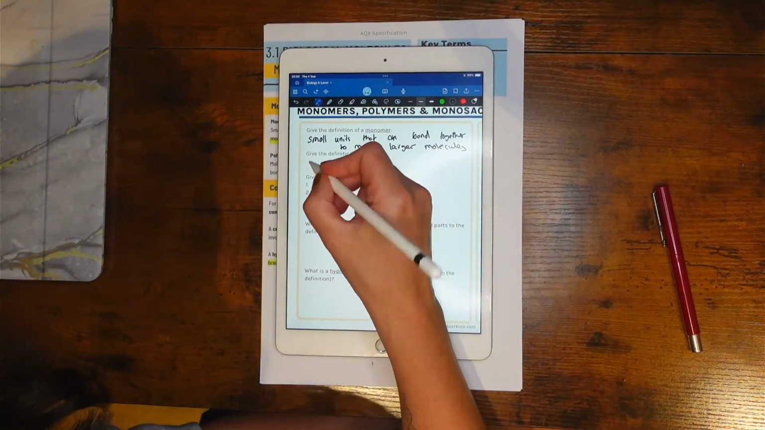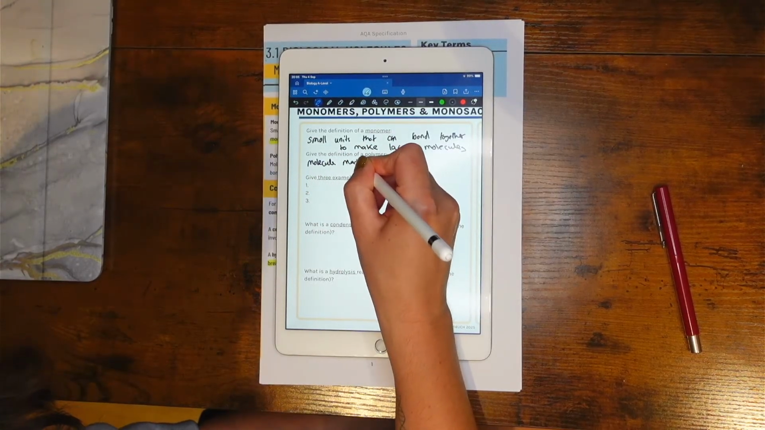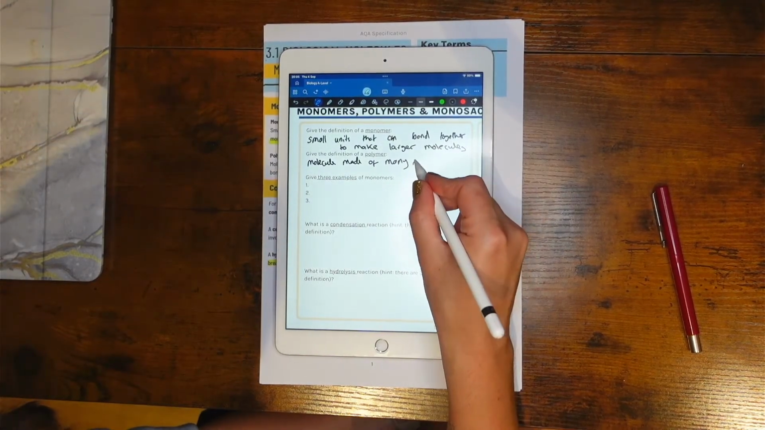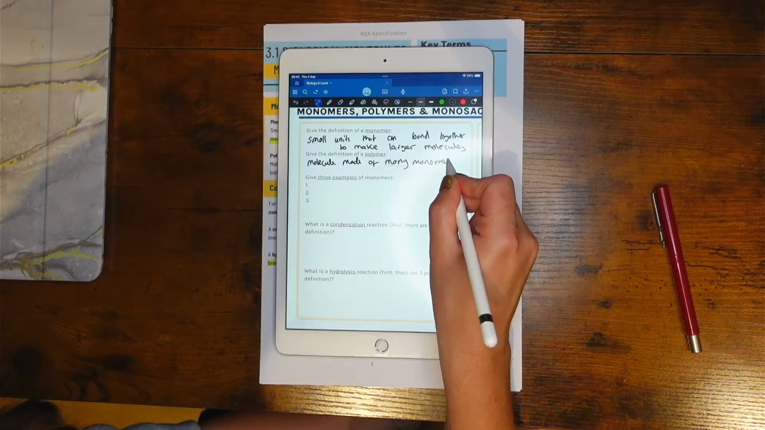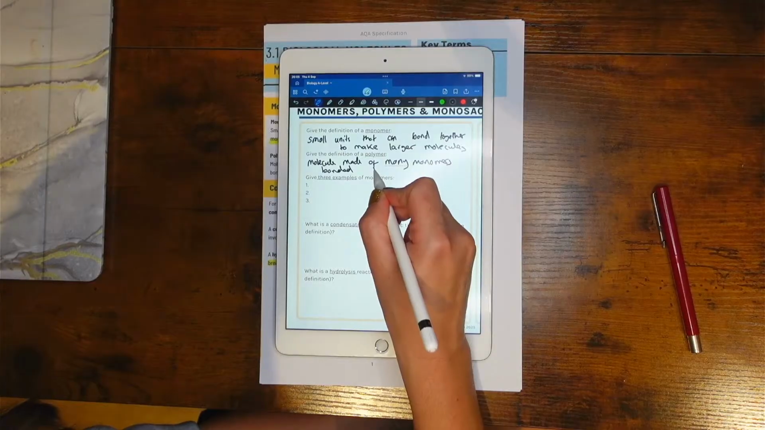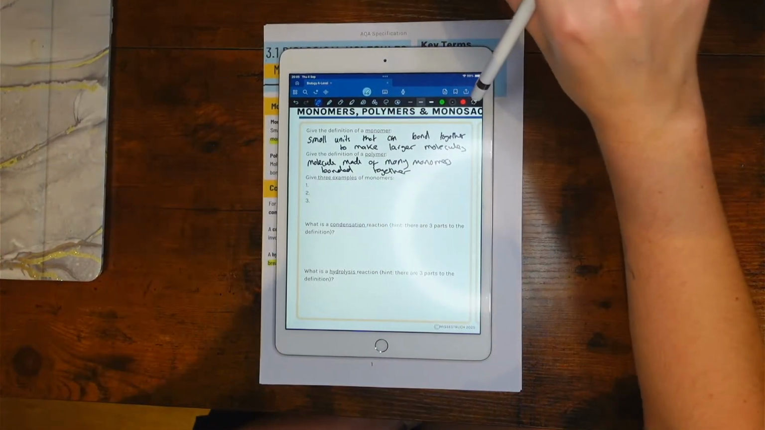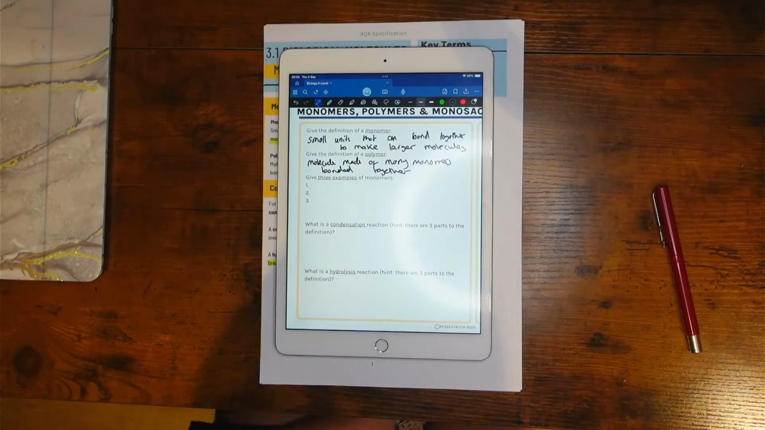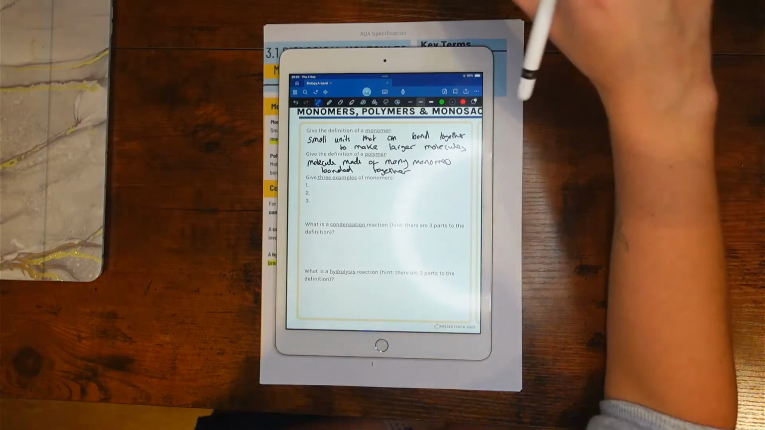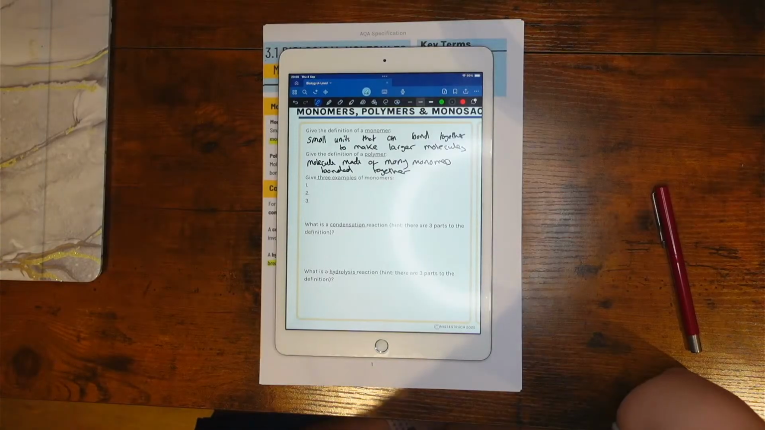So a polymer would be a molecule made of many monomers bonded together. So that's what I'd say for my definition of a polymer. Right, 3 examples of monomers. So the exact name. So I'm going to have a look in the chat box.